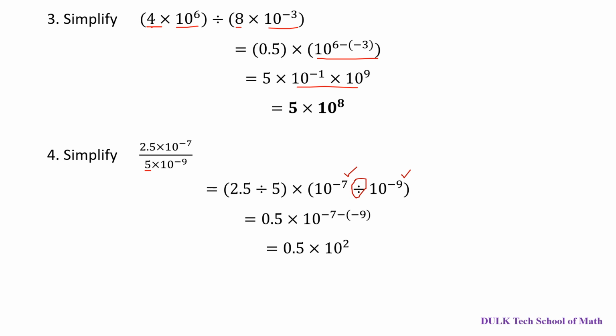Right, 0.5 is not in standard form, so let's express 0.5 in standard form. 0.5 in standard form is 5 times 10 to the power minus 1, then times this 10 to the power 2. We are now simplifying 10 to the power minus 1 times 10 to the power 2, and we simply add the powers, so it will be 5 times 10 to the power 1, like this.